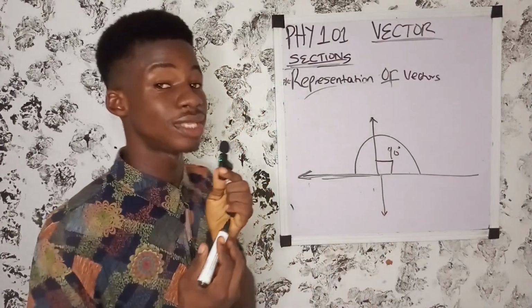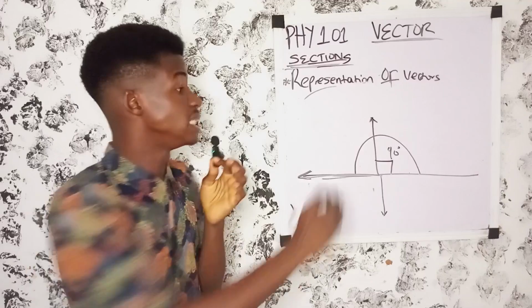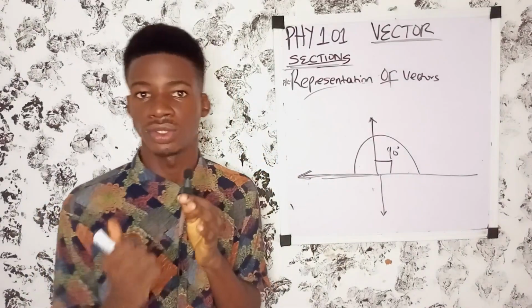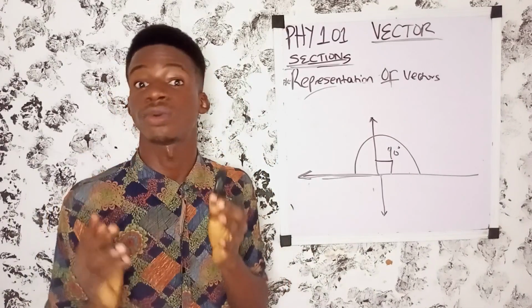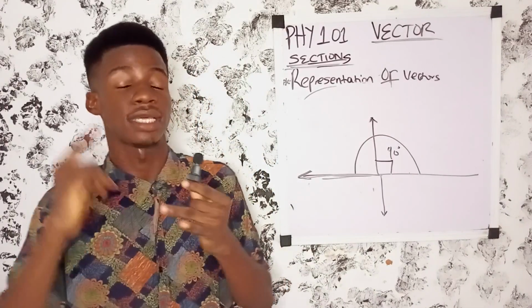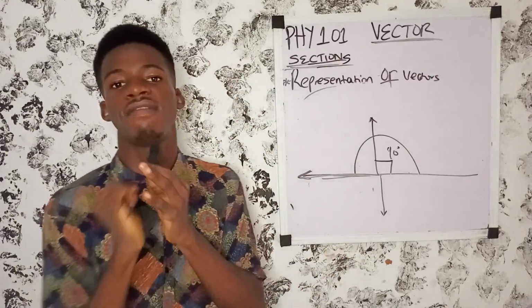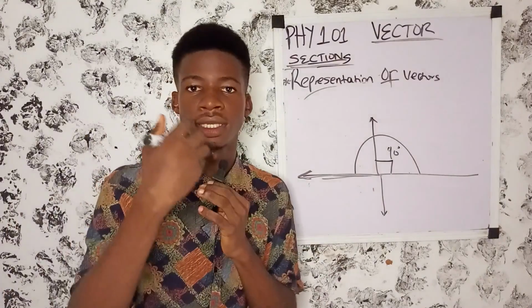What if they say 270 degrees? It will be moving downward. So that tells you that apart from the head telling you the direction of the vector, the angle also tells you the direction of the vector. Angle and the head both represent the direction of the vector. Okay. Now move to the next aspect.